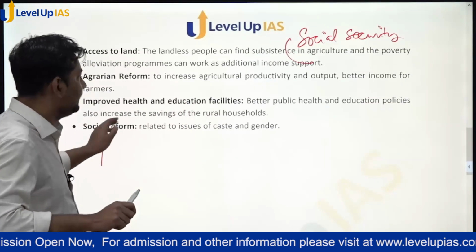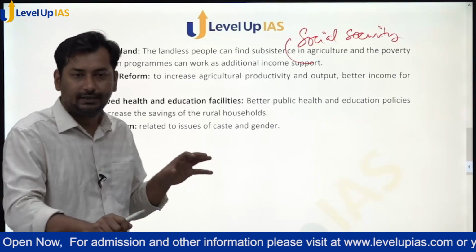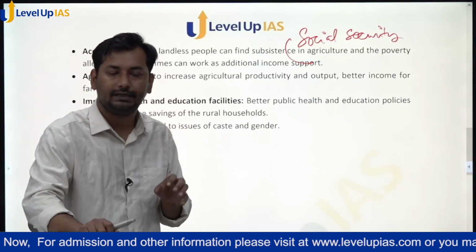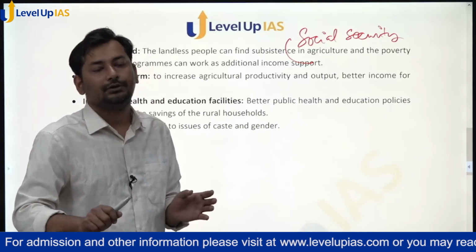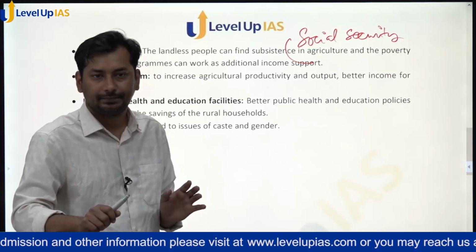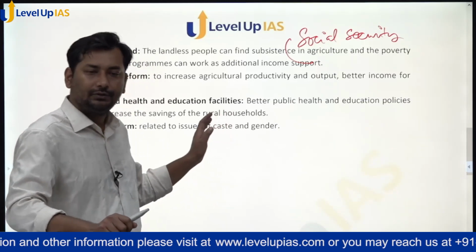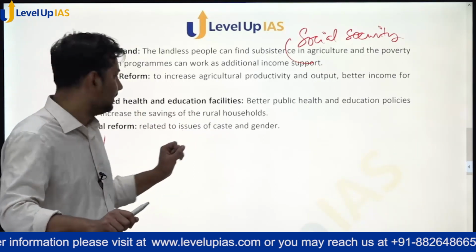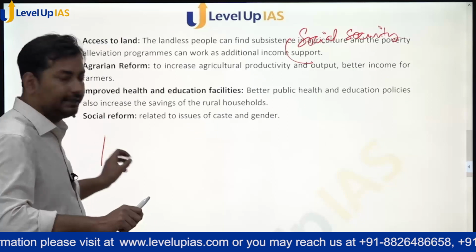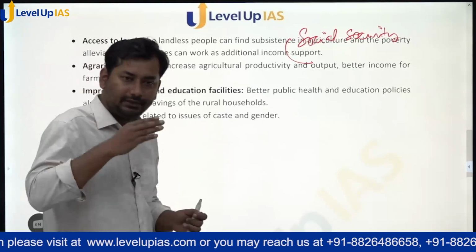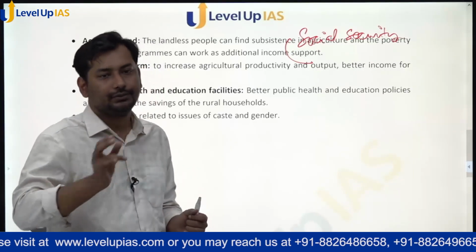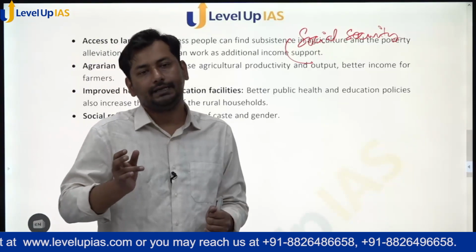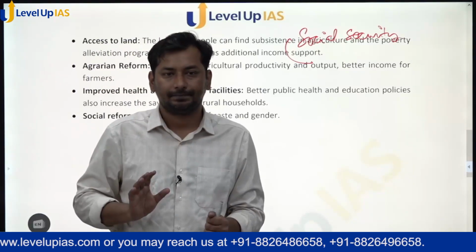Then improved health and education facilities. If there are better health and educational facilities, people will have less out-of-pocket expenditure. This will also help in tackling poverty and rural distress in India. Then social reform related to caste and gender. So write about all these dimensions, relating the idea of social security with poverty alleviation programs.